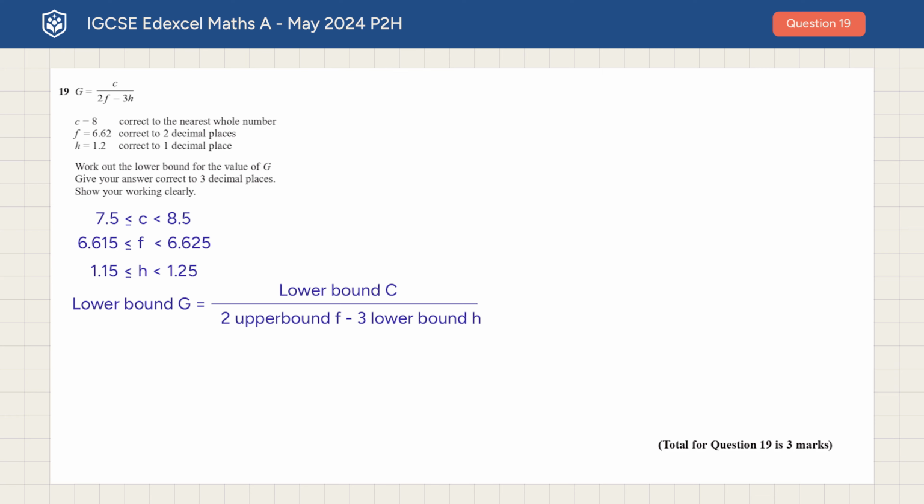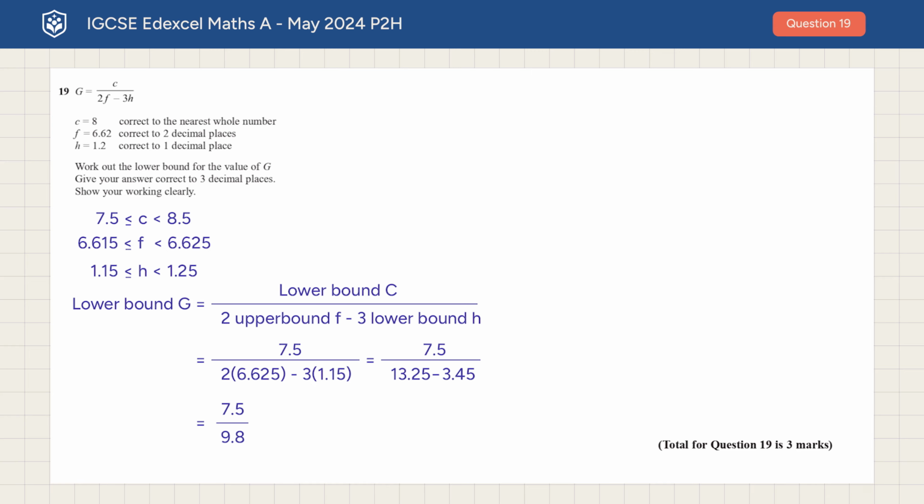Let's calculate that denominator first. 2 times 6.625 minus 3 times 1.15. This gives us 13.25 minus 3.45, which equals 9.8. Now, we calculate the lower bound for G by dividing our smallest C by our largest denominator. That's 7.5 divided by 9.8.